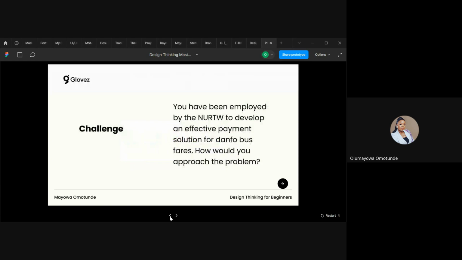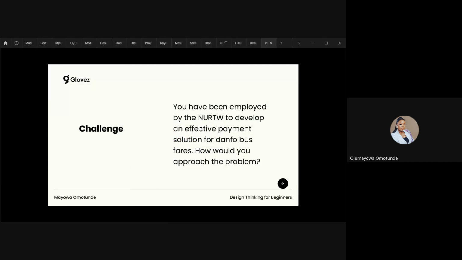So going back to our challenge, if you've been employed by the NURTW to develop an effective solution for danfo bus fares, how would you approach the problem? I'm putting it out to everybody now. I'm guessing everyone now understands the terms NURTW and danfo bus phase. Can we drop in the chat if you've had an experience with danfo buses right now?